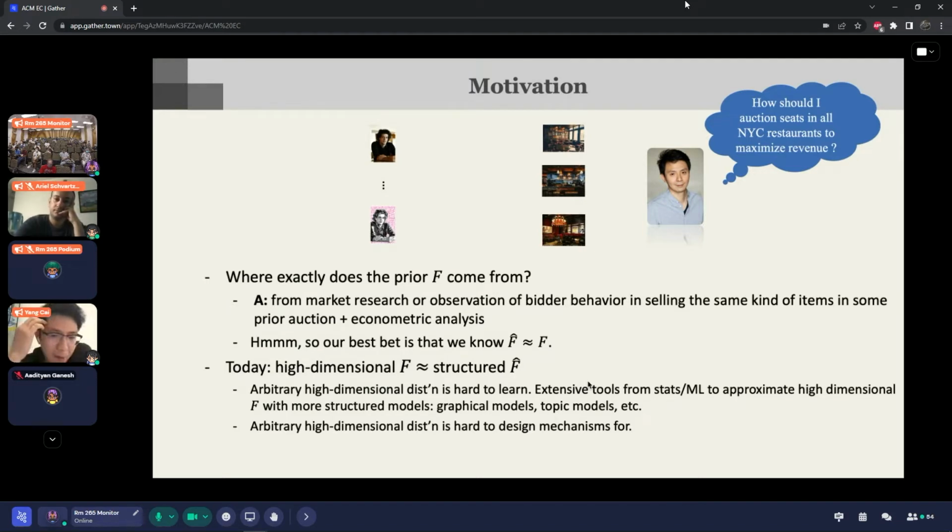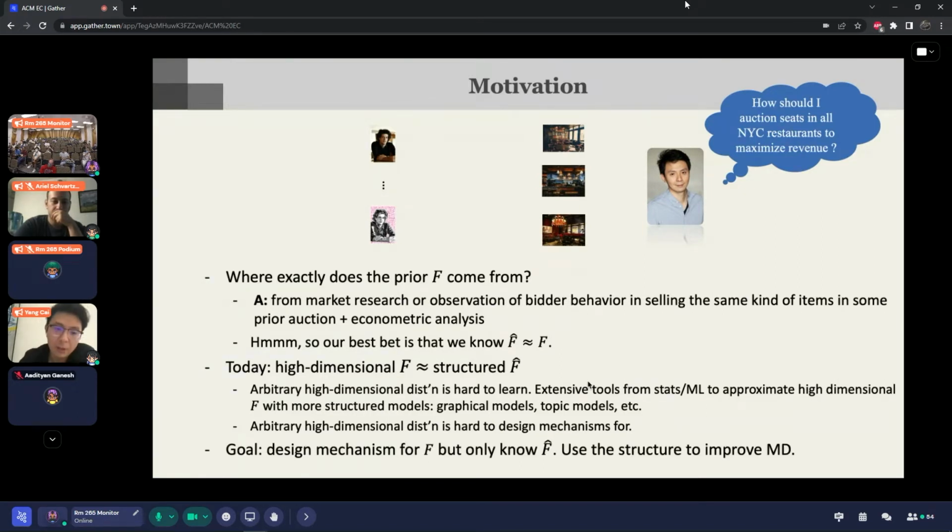So that's one reason why I want to think about F hat having some structure. I also would like to argue that even if you really know F, there's some good reason for you to replace it with an approximate distribution F hat that has more structure. If you want to design a good mechanism for an arbitrary high-dimensional distribution F, that's usually quite challenging in terms of computation, representation, communication, a lot of things. But if you have an F hat that has more structure, perhaps you can use the structure to improve the mechanism design. So the goal of today's talk is to show you how you can design a mechanism for the true distribution F while you only know some approximate version of it, the F hat. I'm also going to assume F hat has some structure and show you how to use the structure to improve some aspects of mechanism design.